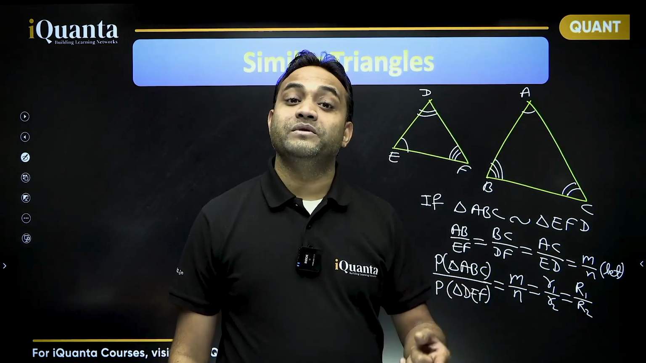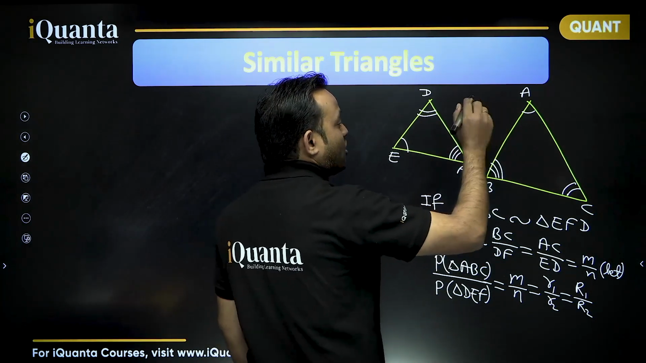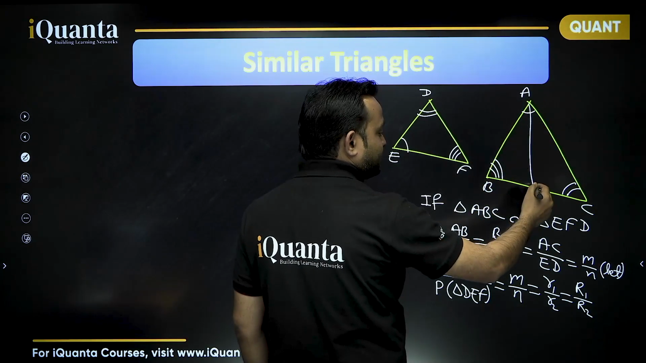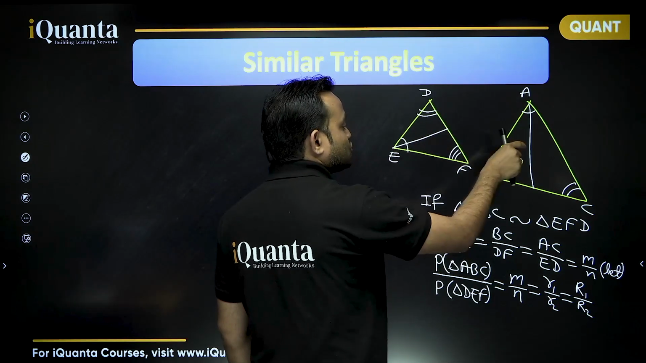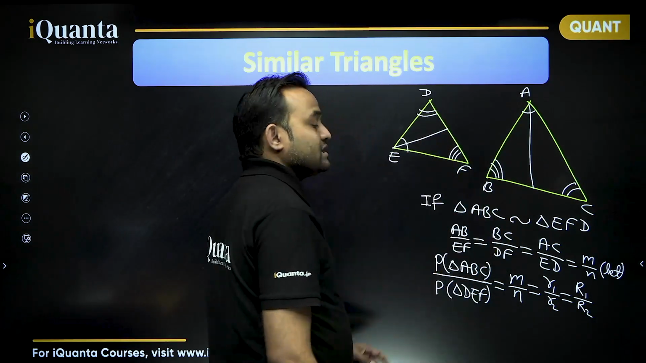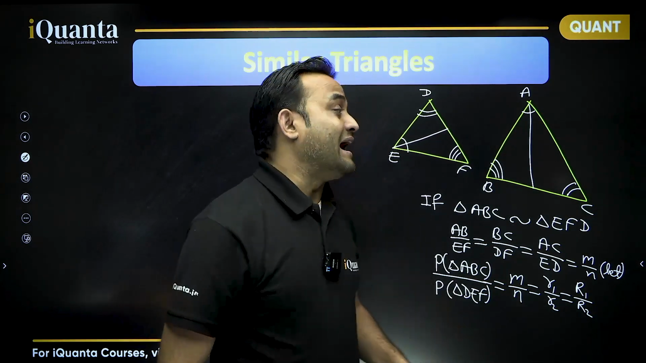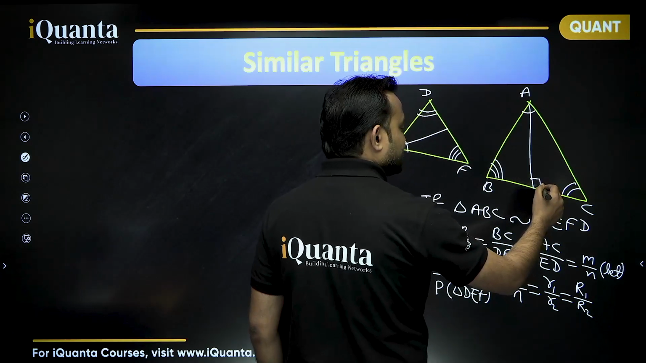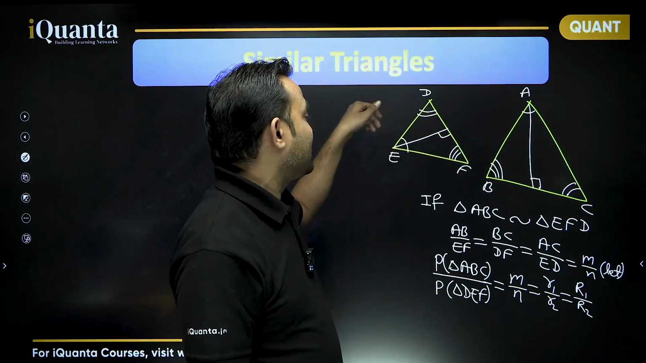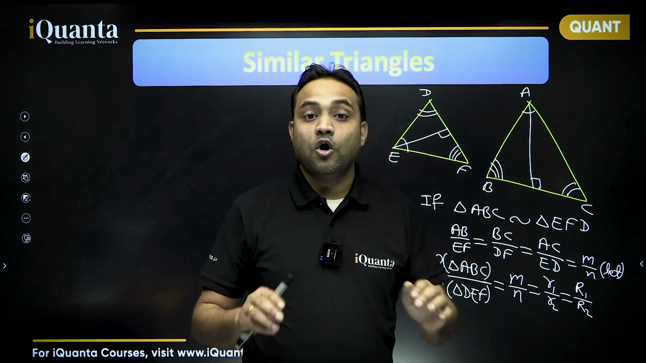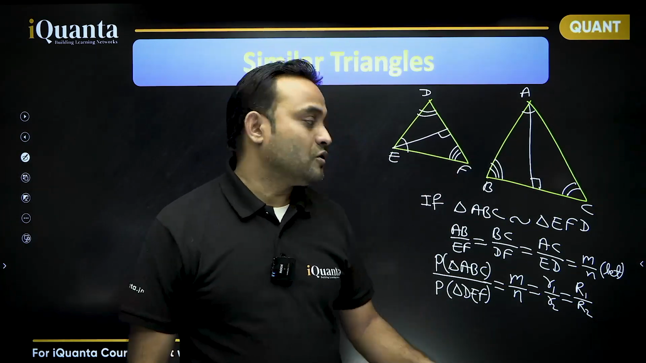Also the corresponding medians, meaning the median drawn from angle A and the median drawn from angle E. If this is M1 and this is M2, then M1 upon M2 will be m by n. The corresponding ratio of the altitude drawn from vertex A to the altitude drawn from vertex D will be in the same ratio.